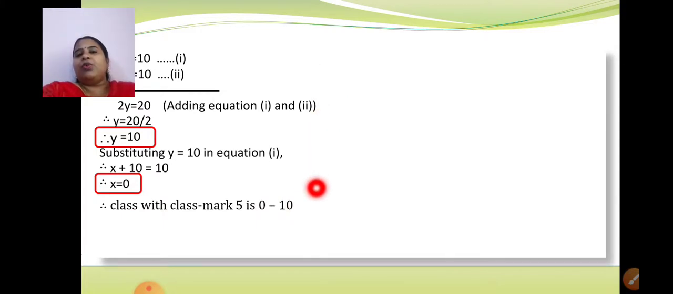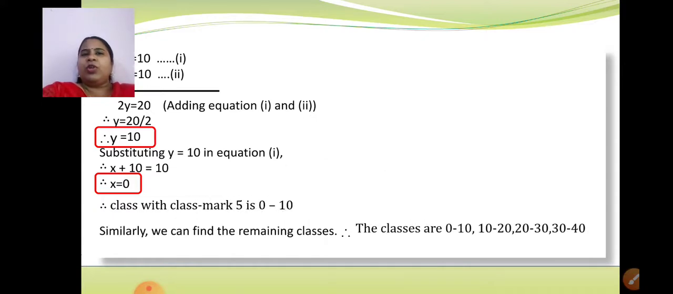Exactly the same way you can find the remaining class intervals also. Okay, so no need to do that. You can just mention it. Similarly, we can find the remaining class intervals. It is 0 to 10 as my first class. The second class will be 10 to 20, 20 to 30 and 30 to 40, and so on. Okay, so like this you can prepare. Now till here only class marks are given, so you ended here at 30 to 40. I hope you have understood how you have got these class marks.